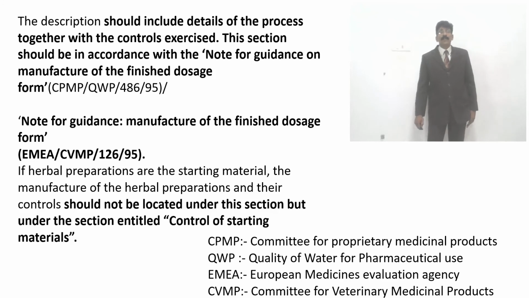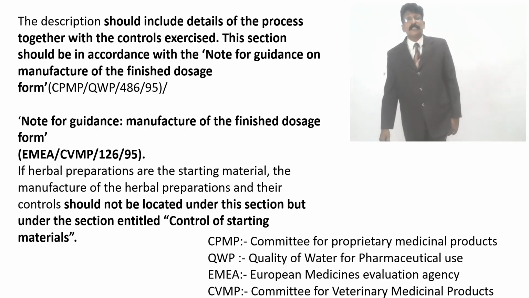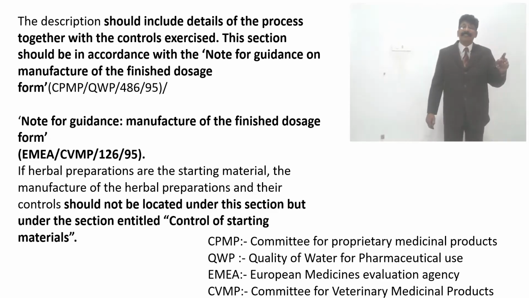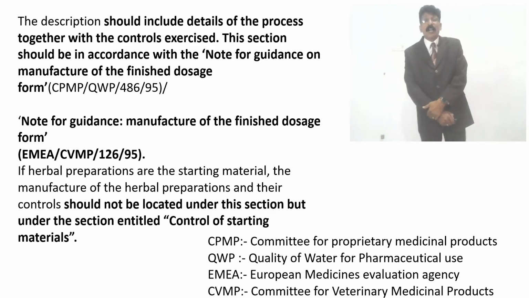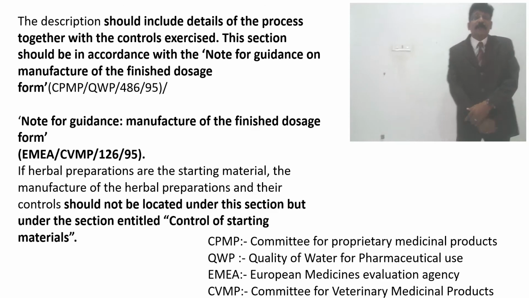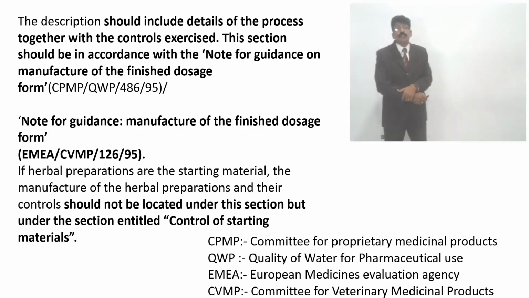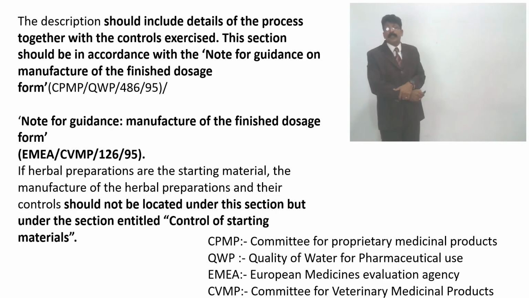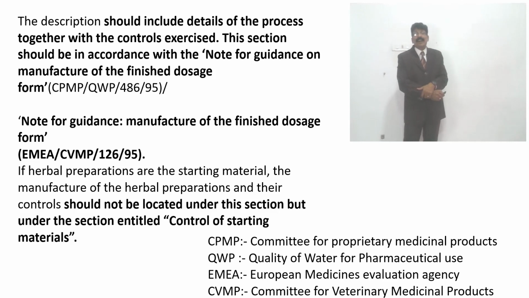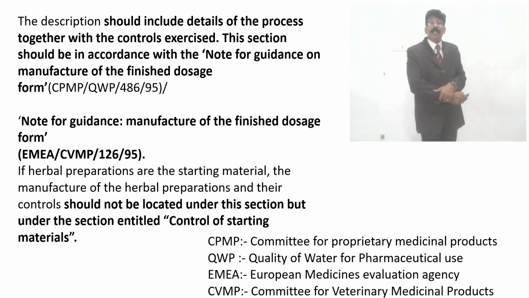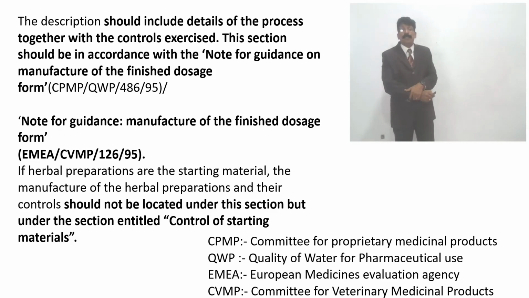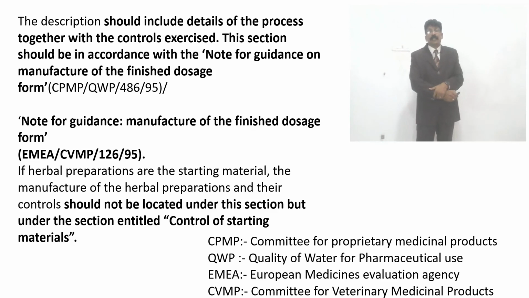The description should include details of the process together with the controls excised. This section should be in accordance with the note for guidance on manufacture of the finished dosage form, and the number has been given as 95, sorry, not 1995. The note for guidance on manufacture of the finished dosage form is also given as EMEA, CVMP, 126 in 95.